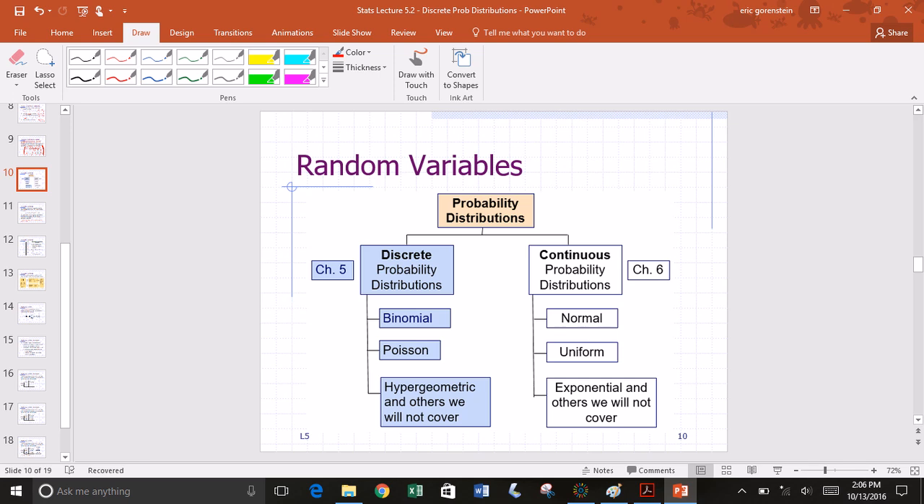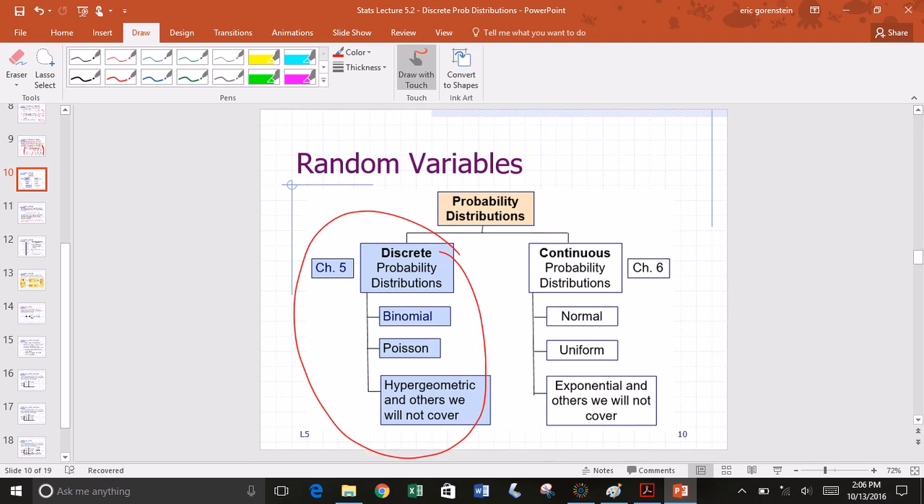Okay, and so again, here we're focusing specifically on discrete random variables, but this topic of probability distributions is a very broad topic, and probability distributions are classified in 2 ways, on this classification of discrete versus continuous data. So again, ignore the chapter 5, chapter 6 part.